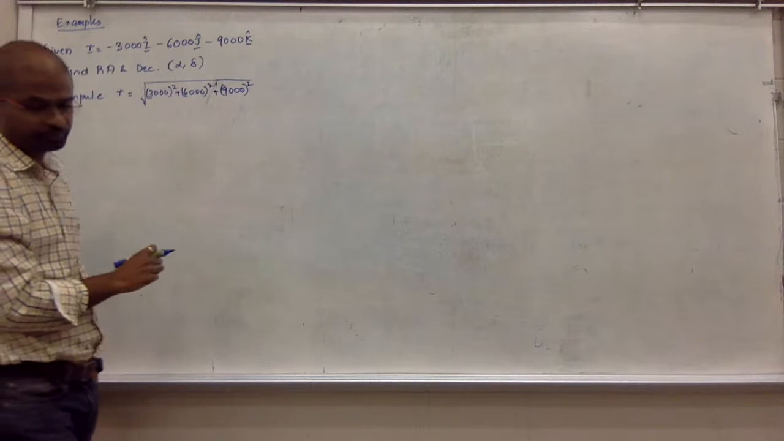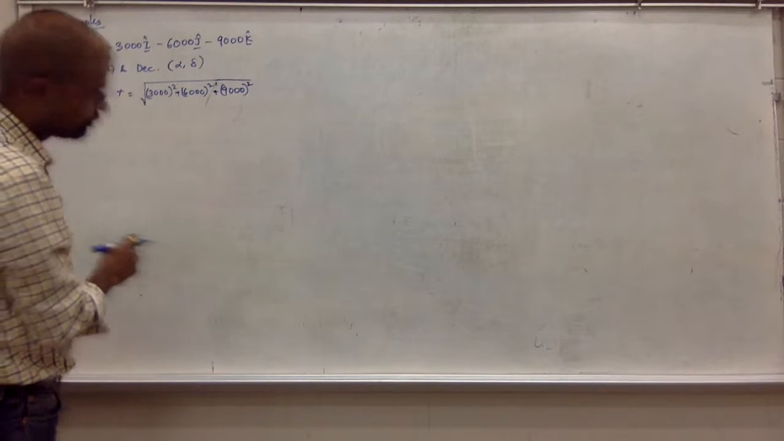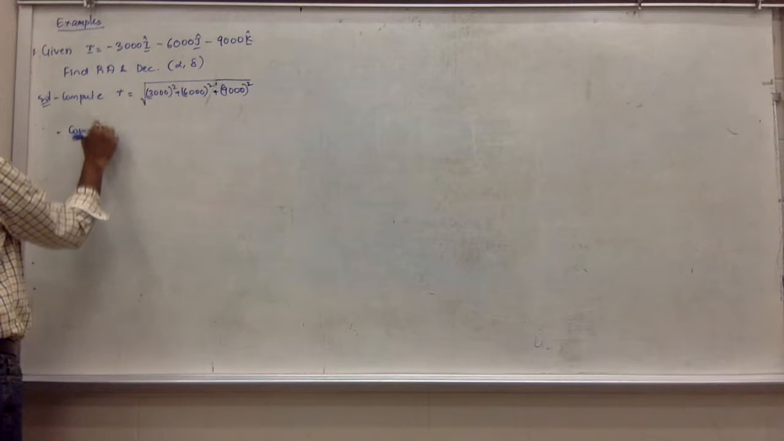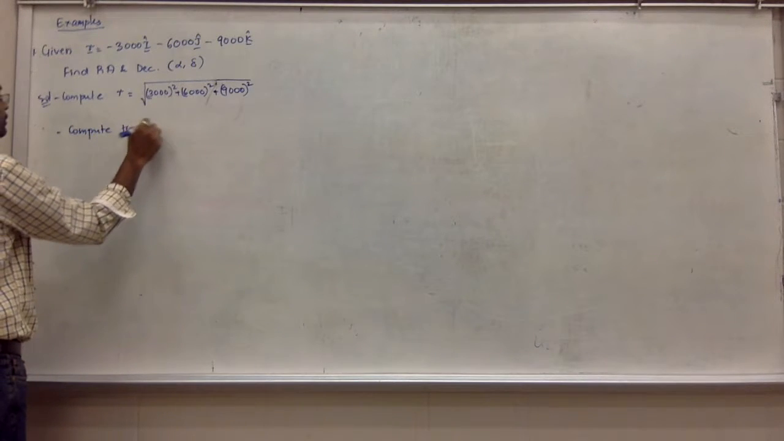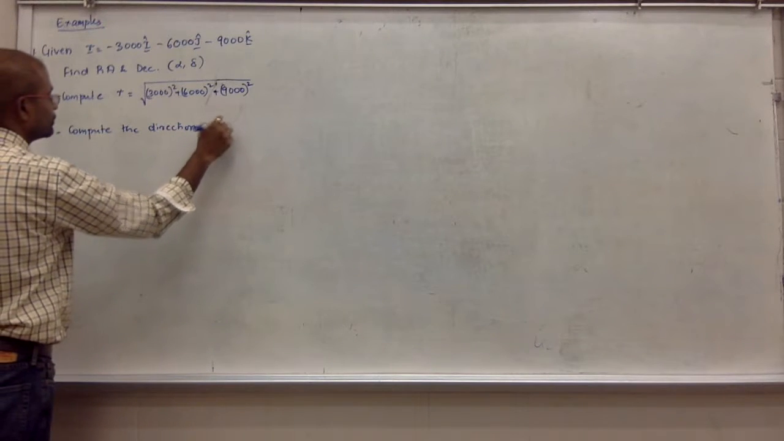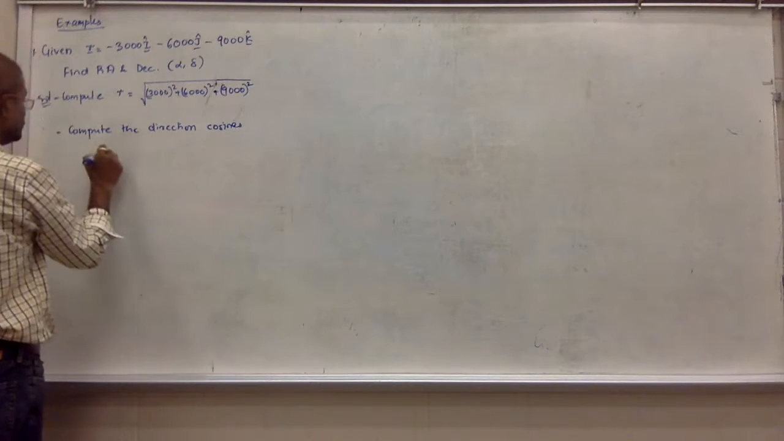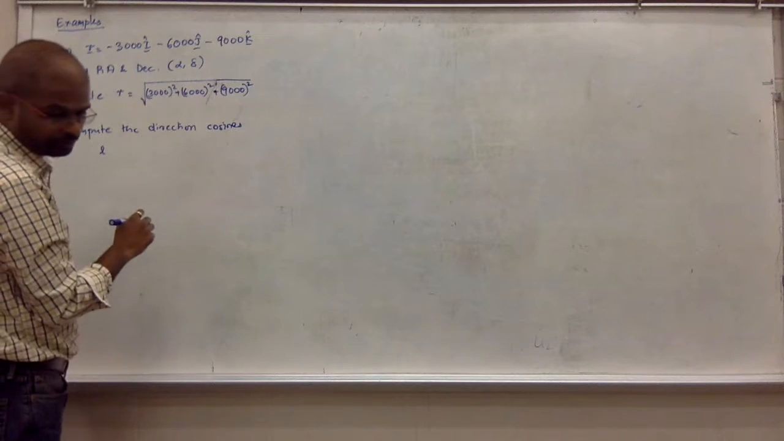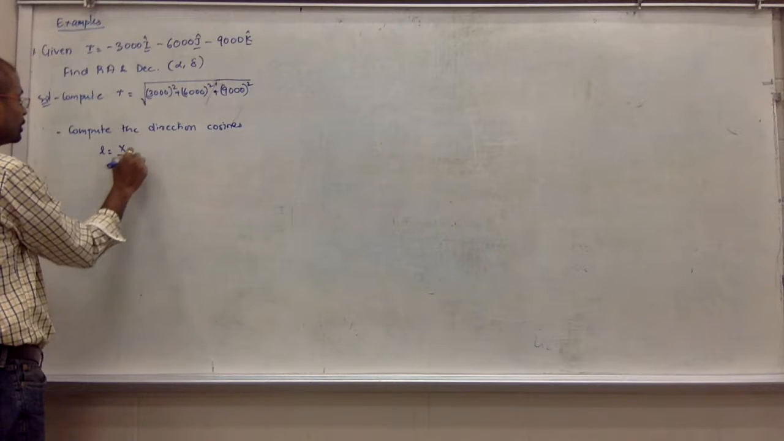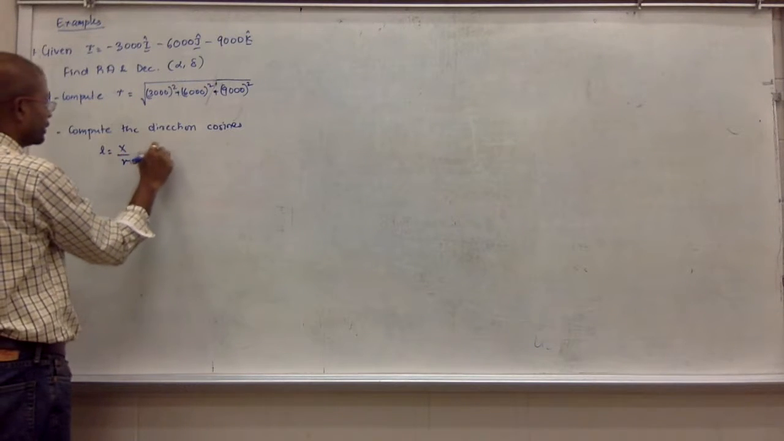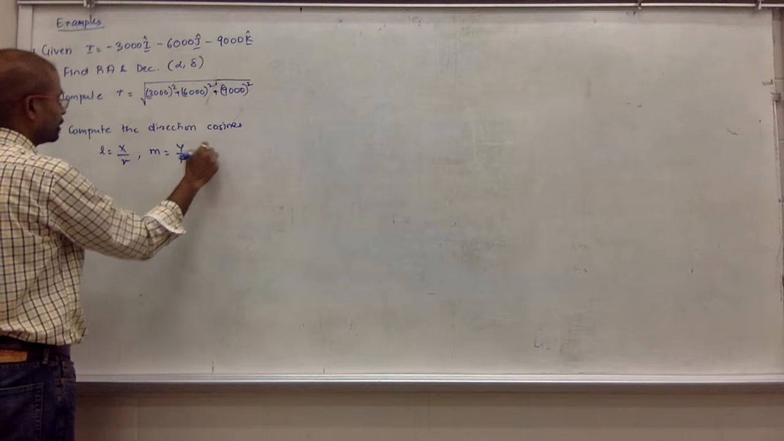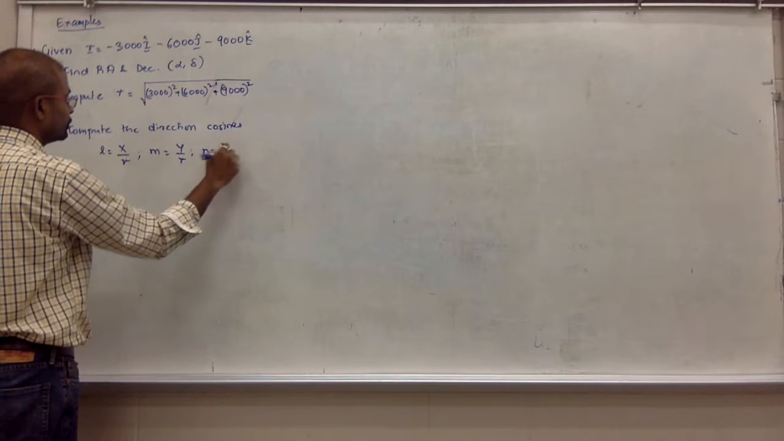And then you have to compute the direction cosines. L is equal to x over r. M is equal to y over r. And n is equal to z over r.